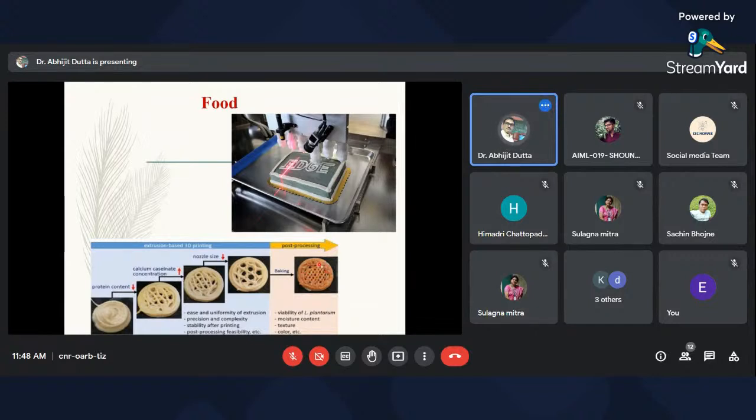Baking is carried out with the help of an OTG or something like that. The baking takes place. So this is the way we can reduce the time. At the same time, customization can be achieved from the design point of view. So these are the upcoming future of 3D printing technology.